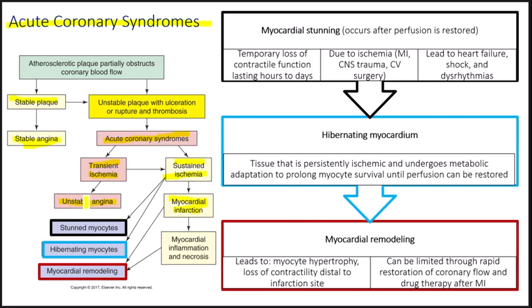So unstable angina then is the result of what we can say is reversible myocardial ischemia. However, it is an indicator of an impending infarction, so it needs to be addressed. Myocardial infarction, on the other hand, is going to result when there is prolonged or sustained ischemia that causes irreversible damage to the heart muscle. We're going to look at three terms here that are related to sustained ischemia, myocardial infarction, and myocardial inflammation and necrosis. Starting at the top of this flow chart, we're going to look at what's called myocardial stunning.